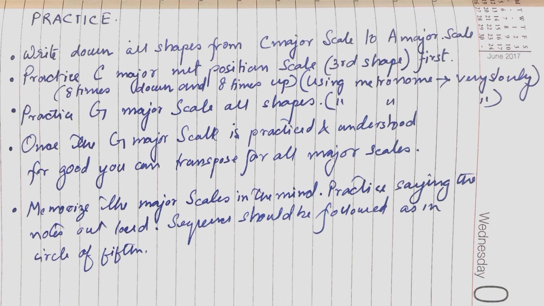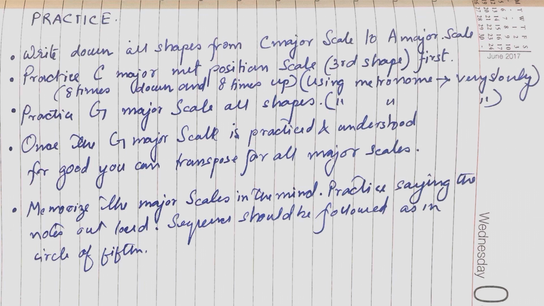Okay, then memorize all the major scales in the mind, like I have shown you in the beginning, that particular page of the major scales in which I have written down as per the circle of fifths. So memorize that scale. Practice saying notes out loud. Sequence should be followed as in the circle of fifths. Like for example, you say out loud C major, these are the notes. Then G major, these are the notes. Then D major, these are the notes. So you practice gradually like this.